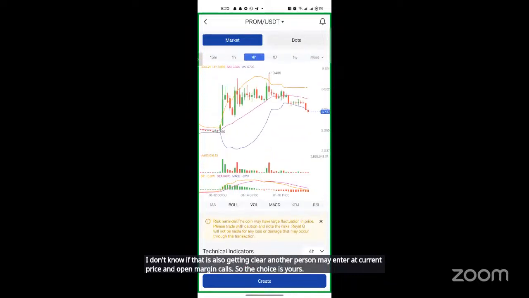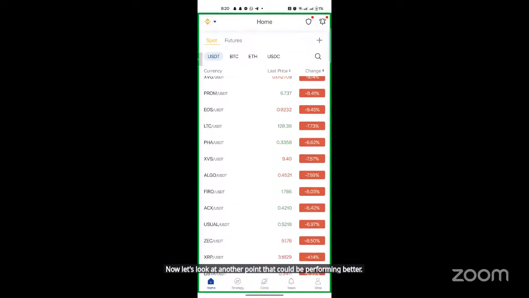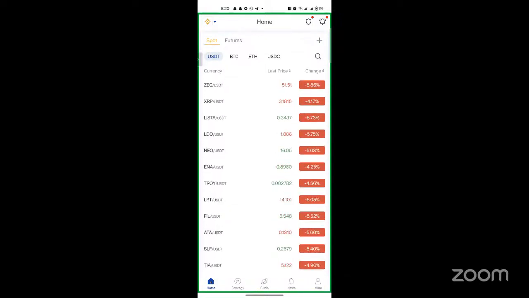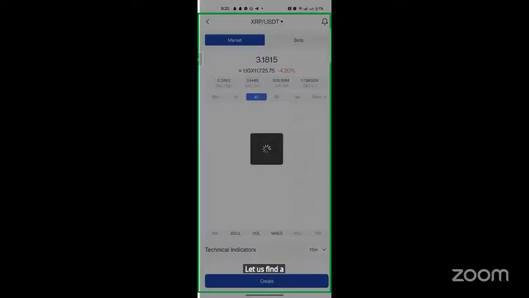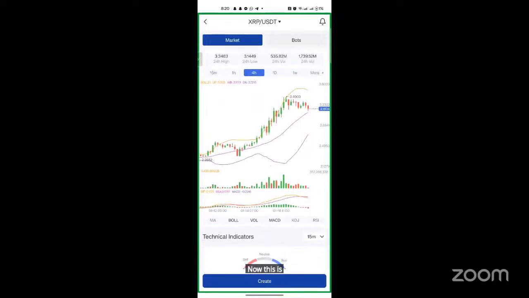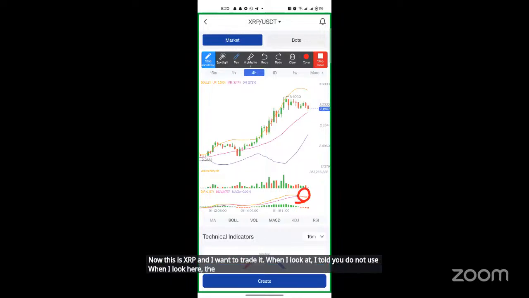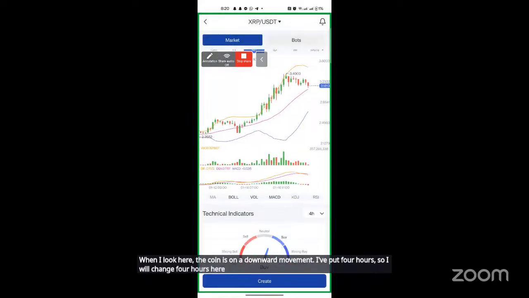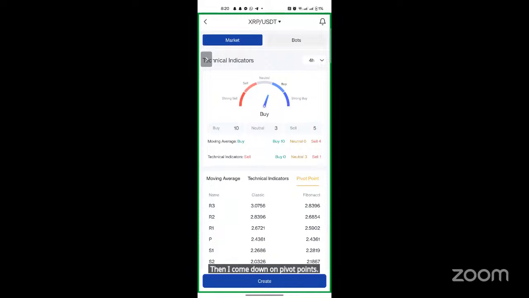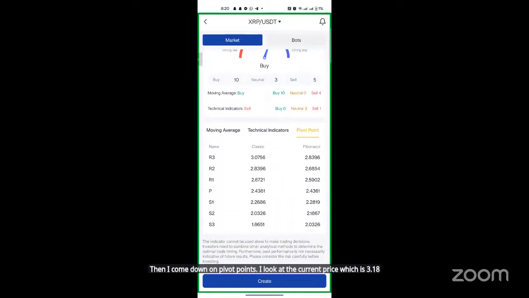Now let's look at another coin that could be performing better. Let us find a coin that could be rising. Let's pick XRP. Now this is XRP and I want to trade. I've put 4 hours, so I'll change to 4 hours here. Then I come down on pivot points. I look at the current price, which is 3.18.